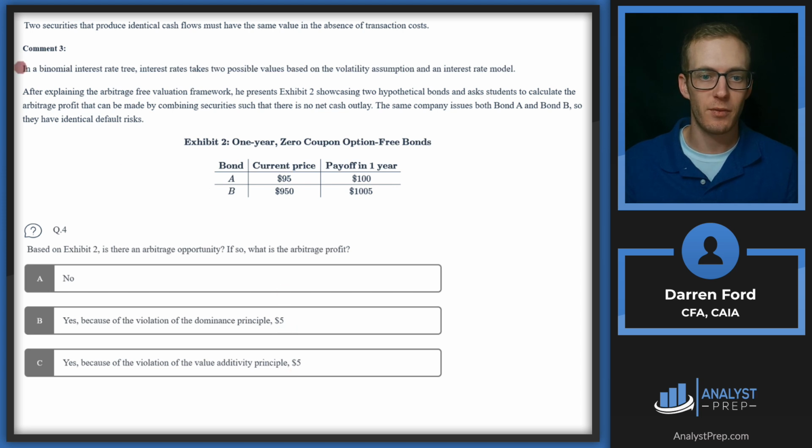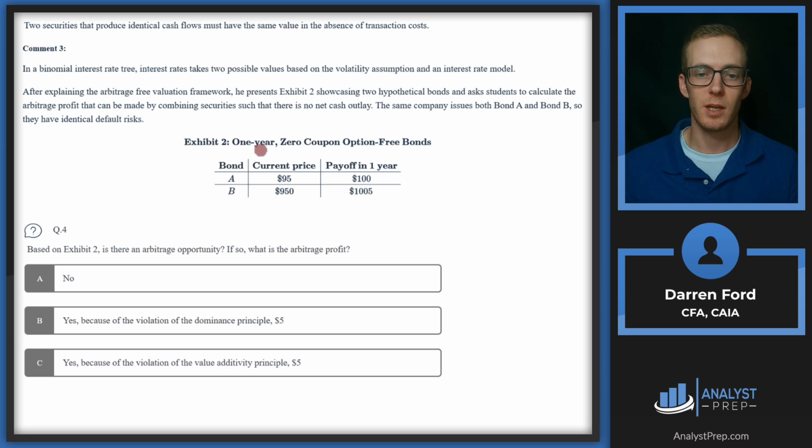All right, we left off at comment 3. Let's start reading here. After explaining the arbitrage-free valuation framework, he presents Exhibit 2, showcasing 2 hypothetical bonds, and asks students to calculate the arbitrage profit that can be made by combining securities such that there is no net cash outlay. So meaning that we can essentially go long one bond, short another bond, and use those proceeds to go long another bond. We don't have to put up any cash ourselves. The same company issues both Bond A and Bond B, so they have identical default risks.